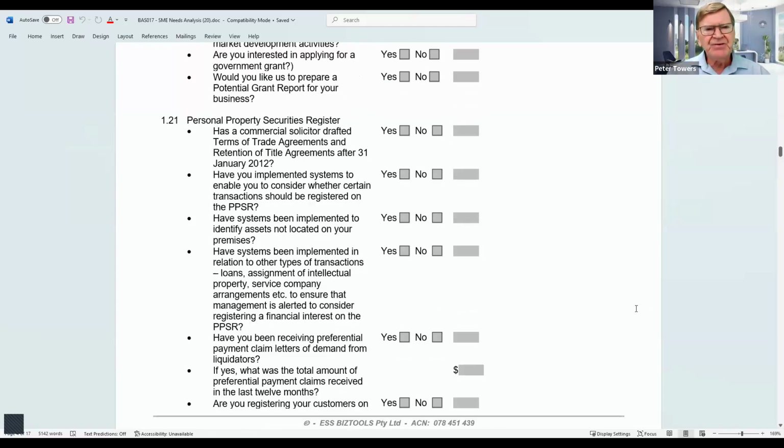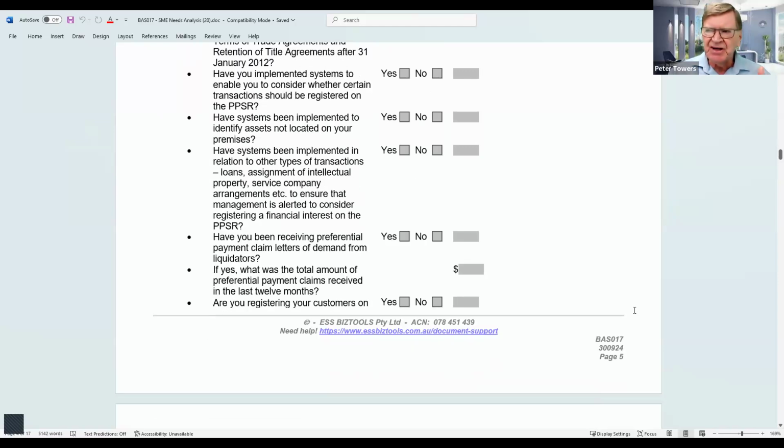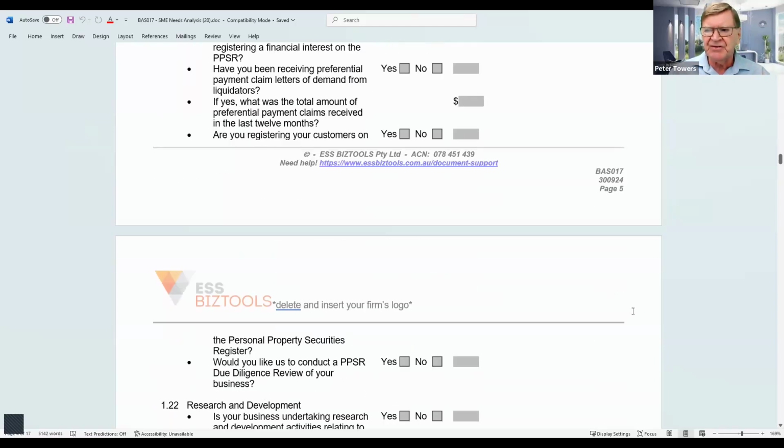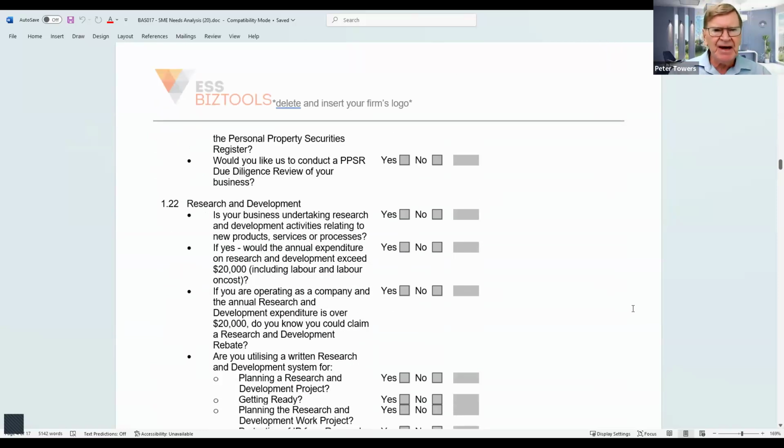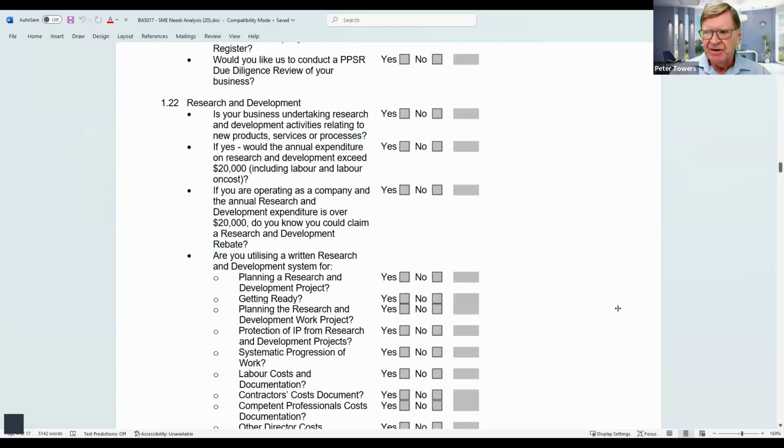So this is the purpose of the SME Needs Analysis, to give you some prompts of questions that you might like to ask your client. What about research and development? Are they contemplating undertaking research and development? And if so, you can indicate to them that you can give them advice in this area, that they don't have to go off and talk to another bigger firm, a top 4 firm, or external people that are offering R&D advice, that you can give it to them.